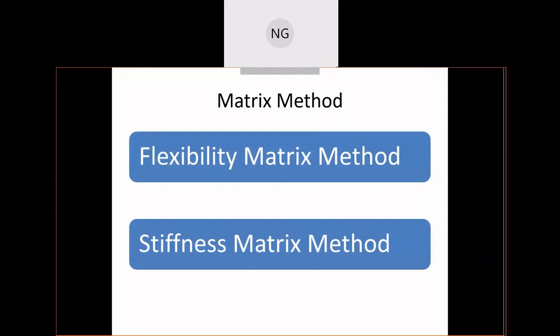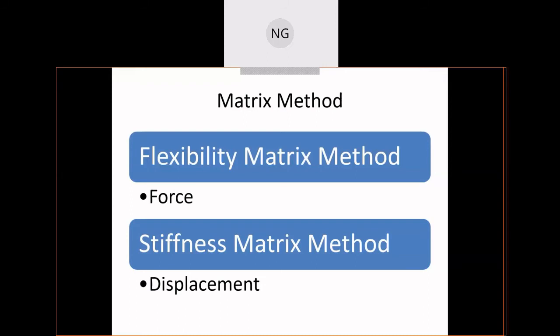In the matrix method, there are mainly two types: the flexibility matrix method and the stiffness matrix method. Other than these two, another one is the direct stiffness method. This also comes under the stiffness matrix method, therefore we do not discuss the direct stiffness method here. The flexibility matrix method is also called the force method or compatibility method. The stiffness matrix method is also called the displacement method.